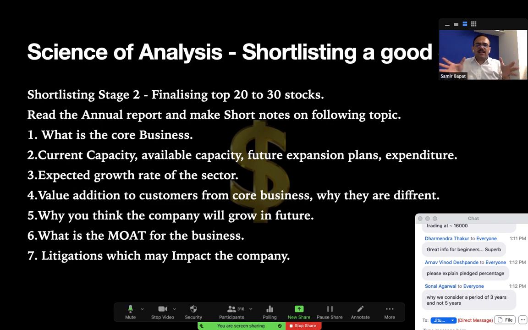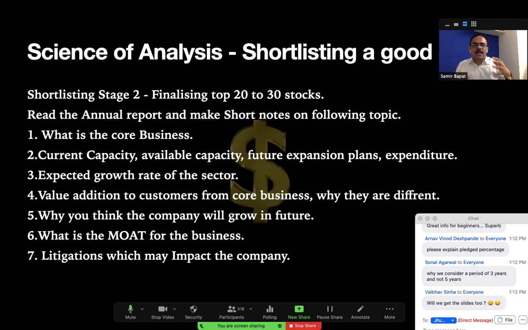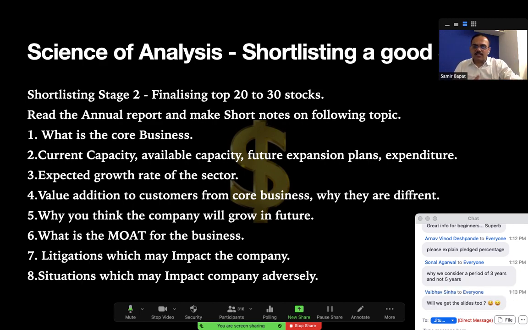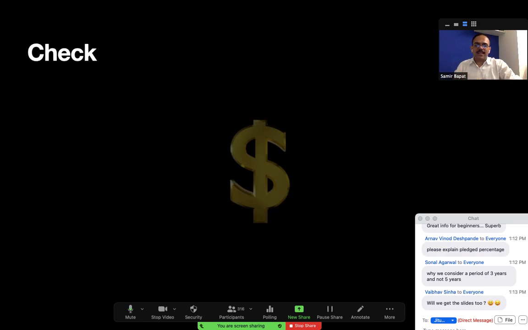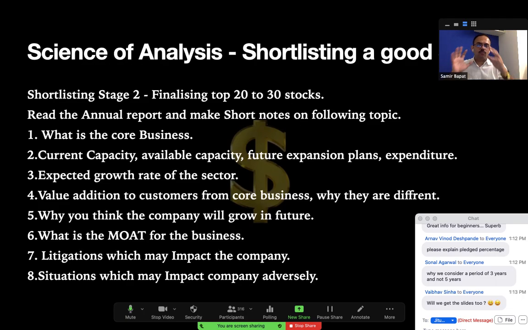Moat means why the company has a solid base of customers, and why other competition cannot come and hamper their business. Then litigations which may impact the company, like Vodafone and Airtel, where suddenly there was a ruling, right? They had to pay a lot of fines, right? And then situations which may impact the company adversely. So you have to write it down.